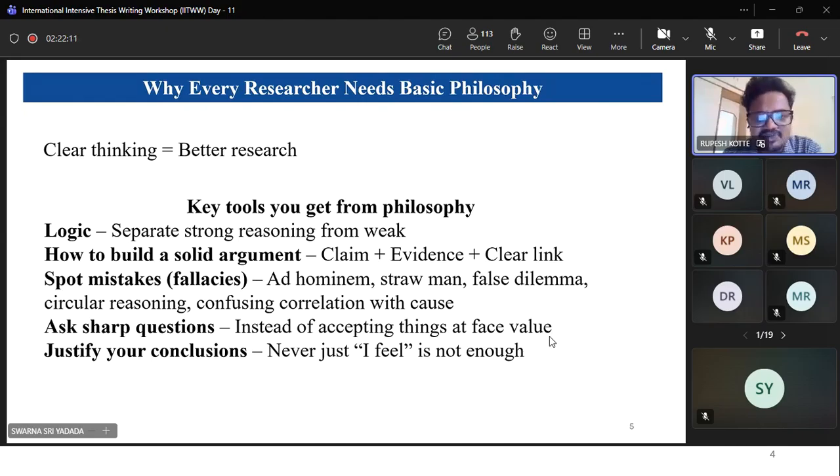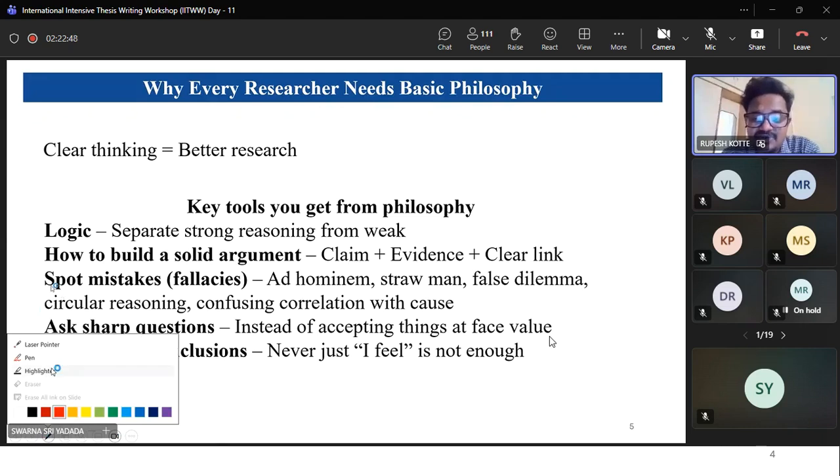So what are the key tools you get from philosophy? We have different kinds of disciplines or concepts within philosophy. Let's say logic, which separates strong reasoning from weak reasoning, and shows how to build a solid argument. Sometimes our researchers are lacking a strong argument. So what is my claim? What is the evidence that is available? And what is the clear link that I could give between my claim and the evidence required? And what are some of the fallacies that we come across?